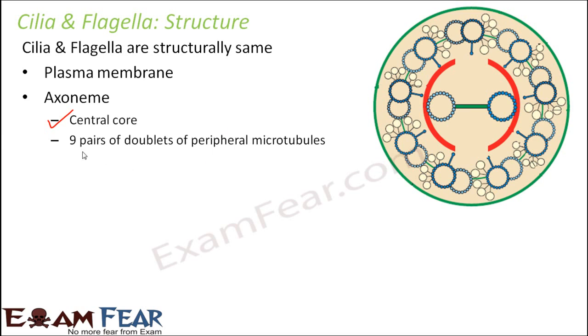This again consists of 9 pairs of doublets of peripheral microtubules. So it consists of one central core and 9 pairs of doublets of peripheral microtubules. We all know what microtubules are. They are made up of the protein tubulin, a tubular structure. Here a cross section is displayed. Let us suppose this is your flagellum. If you take only one cross section, it will look like this. These circular things which you see are basically the microtubules. You are seeing it from the top.